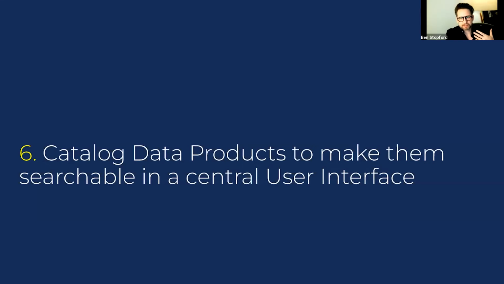Number 6, we need to catalog our data products, right? You need some way to find them, and you need some user interface that's actually going to serve them and allow you to search them. So answering the question, how do I find out what data is available in my company, and how do I build these? How do I get these into my own system?